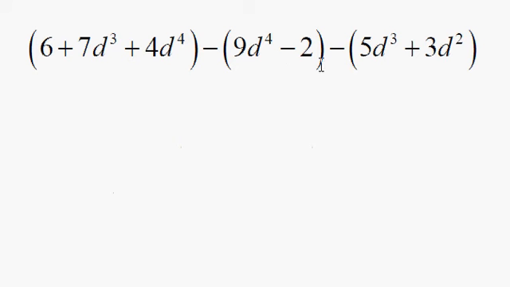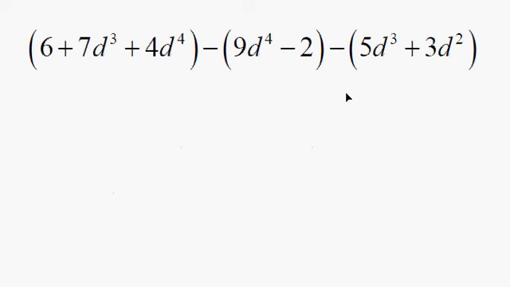However, on these two, the minus sign in front of these brackets means that each of these terms gets its sign changed. So it's going to be minus 9d to the 4th plus 2. Each term, the sign changes. Same thing here. When we change the sign of these, it's going to be minus 5d to the 3rd minus 3d squared, because each term gets the sign changed.